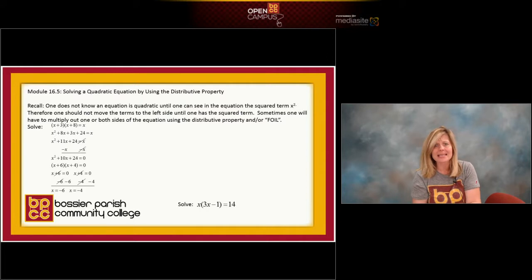It wouldn't make sense. How can you move it anyway? How can you take a term that's outside of parentheses and just stick it inside? You can't. But the rule of thumb is you do not move terms to the left till you're guaranteed you know it's quadratic by seeing the x squared. So what happens here is we got to simplify the left side. X plus 3 times x plus 8. We need to multiply that out.